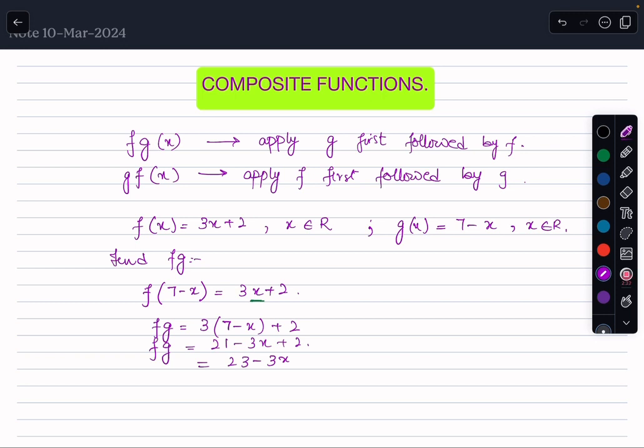In the same manner, if I tell you to find gf, then in the function g, I will be substituting the function f, which is 3x plus 2. I know the function g is 7 minus x. So g of f will be equal to 7 minus, in place of x, the function f, which is (3x plus 2). Solving it further, this is 7 minus 3x minus 2, or 5 minus 3x. So this is what function gf is going to be.